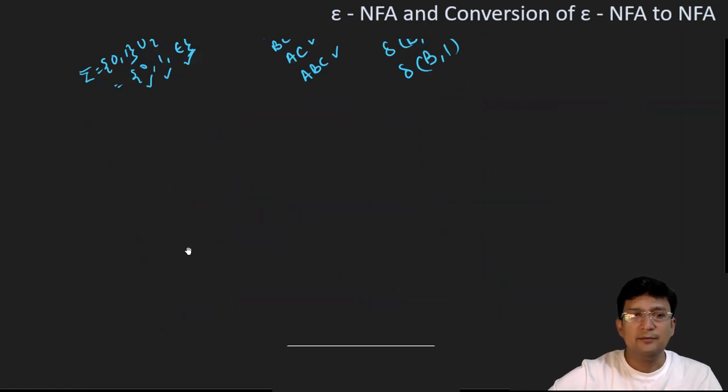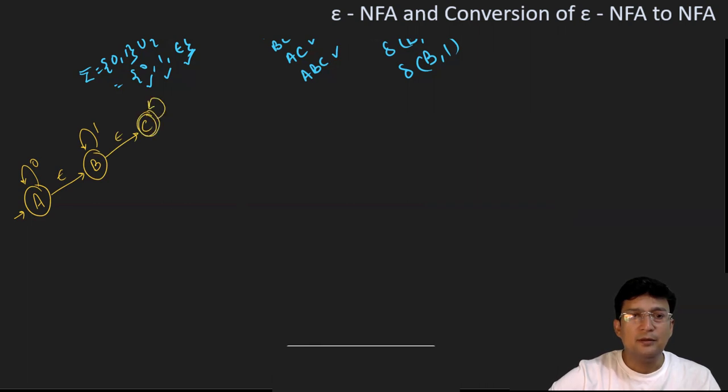Let's say we have an NFA which is defined as follows: A with the 0 symbol remains at itself, and with epsilon it goes to state B. Then with 1, B remains at itself, and with epsilon it goes to state C. And on getting 0 and 1, C remains at itself. So this is the Epsilon NFA.